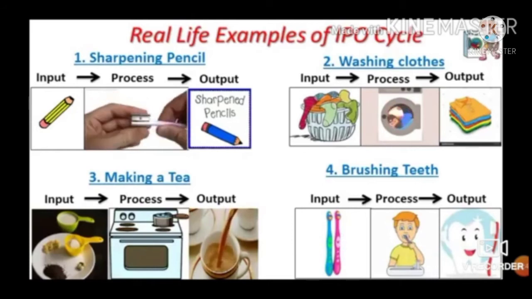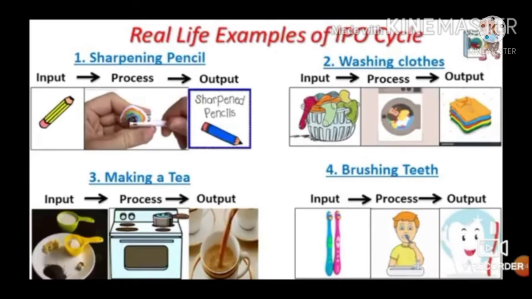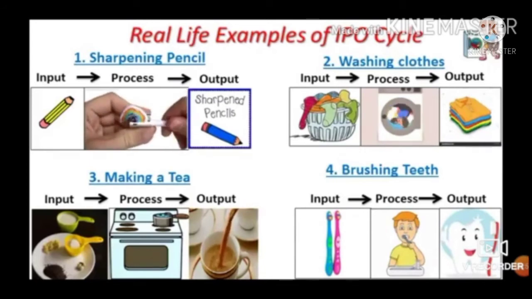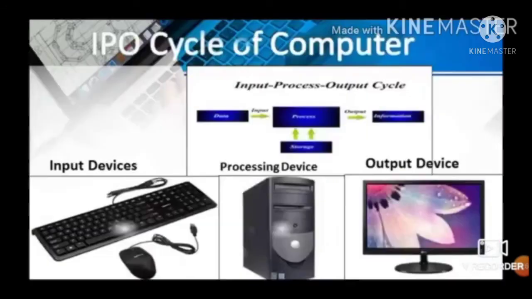In the third one, making tea, where ingredients are the input. Heating, boiling is the process and the tea is then output. In the fourth one, brushing teeth, here input is the brush and the paste. Process is brushing your teeth and the output is clean teeth. This is input, process, output cycle of computer.